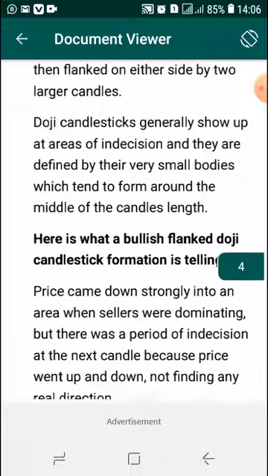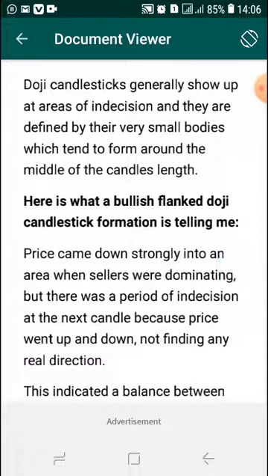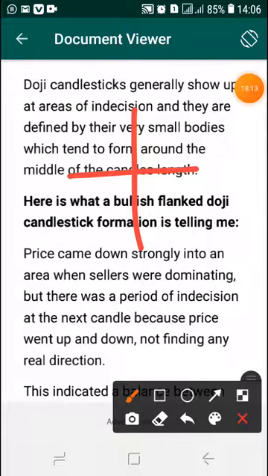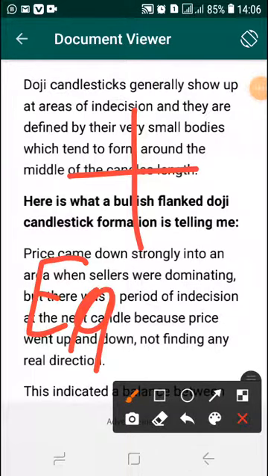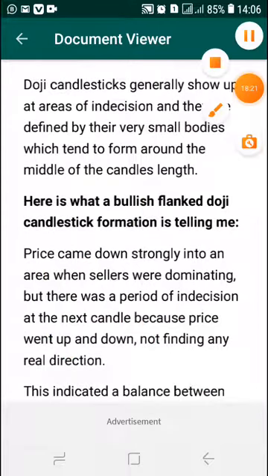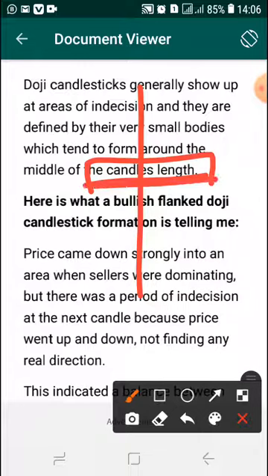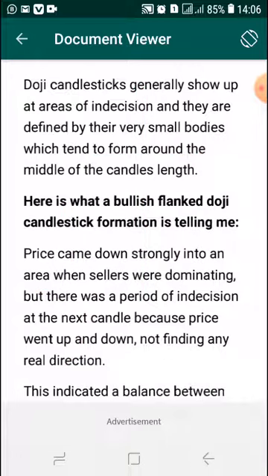And doji candlesticks generally show up at areas of indecision, right? And they are defined by their very small bodies, which tend to form around the middle of the candlestick length. Now the part called indecision is the part we call equilibrium, where the buyers and the sellers are met equally in the price. Remember I told you, it can come in this form or definitely in this form.